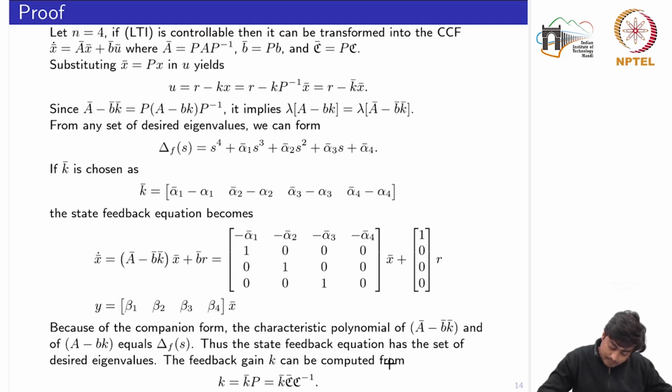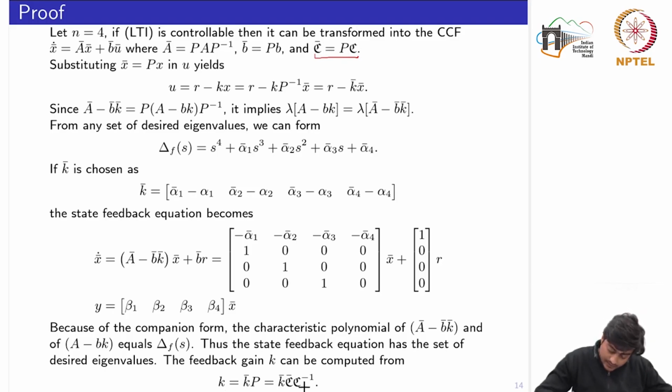Now the feedback gain can be computed from this equation where we have substituted Kp inverse as K bar. P is known to us because it is a transformation matrix. K bar we have defined by using the information of the coefficients of the plant and of the desired feedback loop. So from there we have directly computed K is equal to K bar into P, and P you can compute from here, which is nothing but C bar into C inverse.